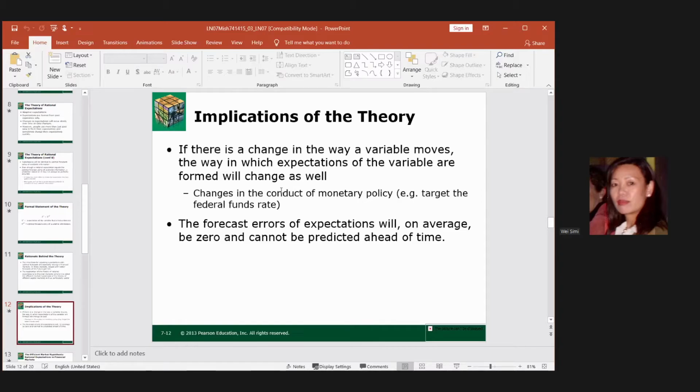Okay, so now they link the theory to their monetary policy right now. Here's another one: forecast errors. We know forecasts have errors. You just talked about the statistical model; it is bound to have errors. So the forecast error of expectation will on average be 0 and cannot be predicted ahead of time. What I mean is, this is actually statistical. In statistics, you have many observations. For example, the mean is that next year you're going to make a 20% return. It could be 21, it could be 18, it could be 19.